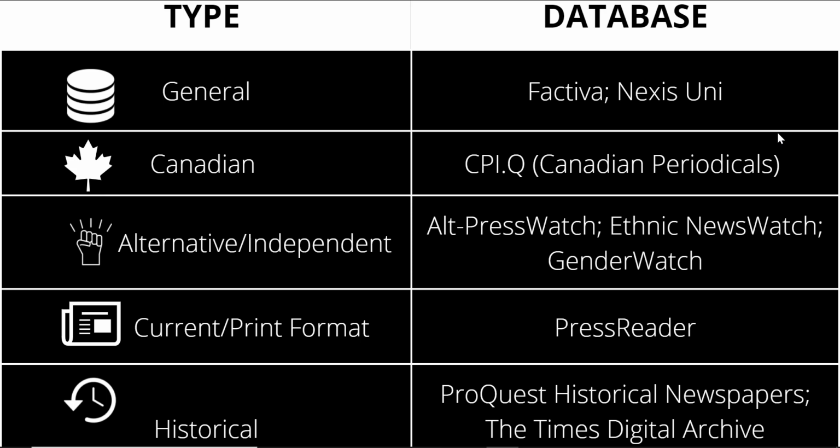If you're looking for strictly Canadian news sources, CPIQ Canadian Periodicals will be a useful source with its coverage of over 1,300 Canadian periodicals, including newspapers and other types of sources. If you're looking for harder to find alternative or independent news sources, Alt Press Watch, Gender Watch, and Ethnic News Watch are great options that should provide you with news articles from a diverse range of perspectives and communities.